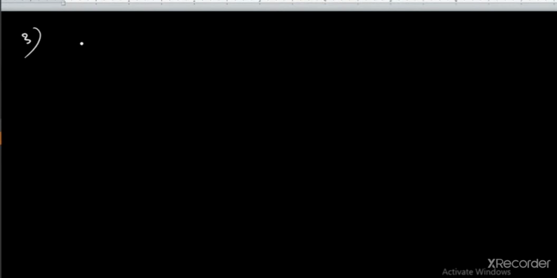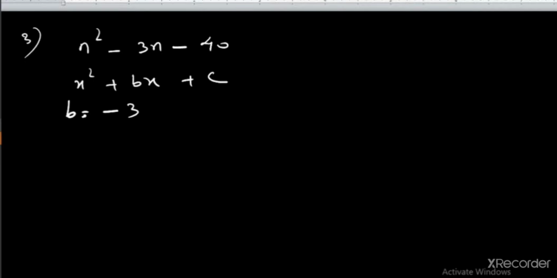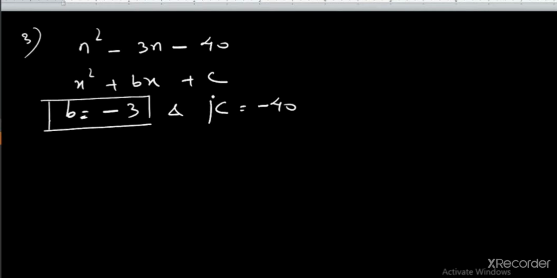Say you are given n square minus 3n minus 40. See, this is also of the type x square plus bx plus c, where b is your given number, minus 3, and c is minus 40. So you have to bring the sum as minus 3 and the product as minus 40.